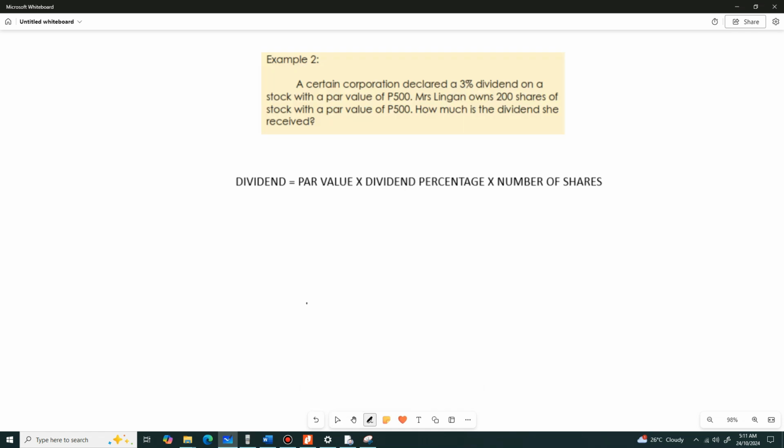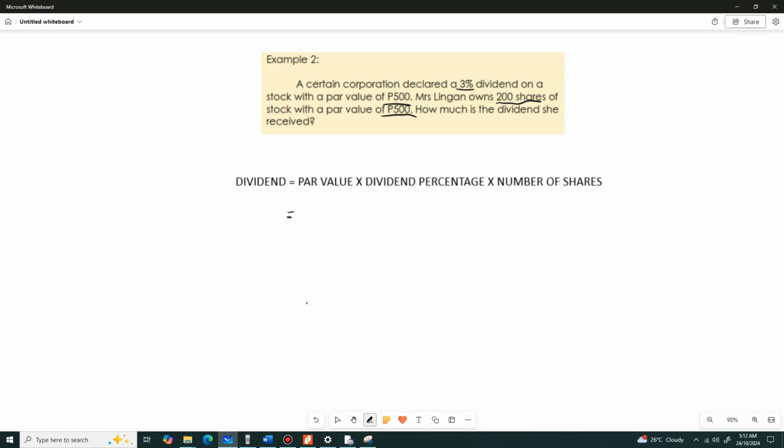For our next example, a certain corporation declared a 3% dividend on a stock with a par value of 500 pesos. Mrs. Lingon owns 200 shares of stock with a par value of 500 pesos. How much is the dividend she received? Our formula here is dividend is equal to the par value times the dividend percentage times the number of shares.